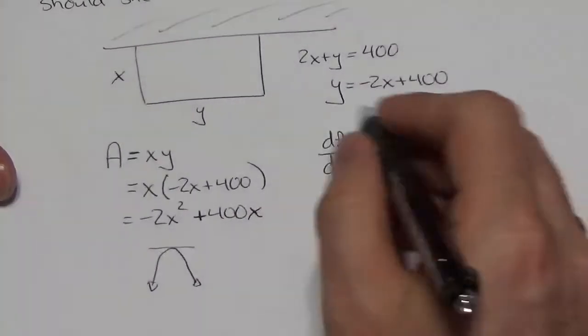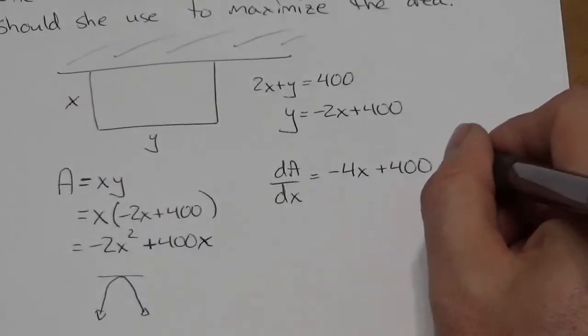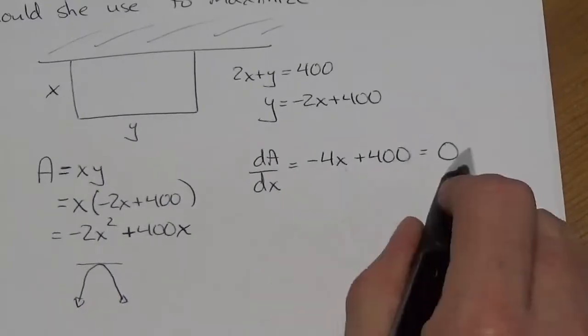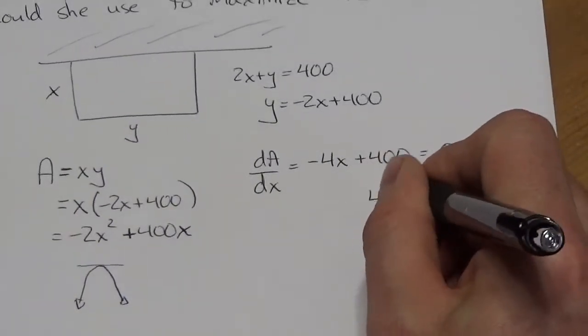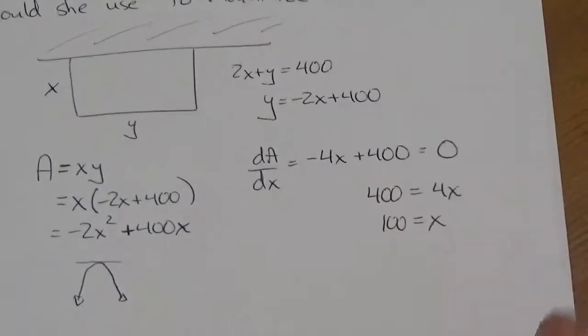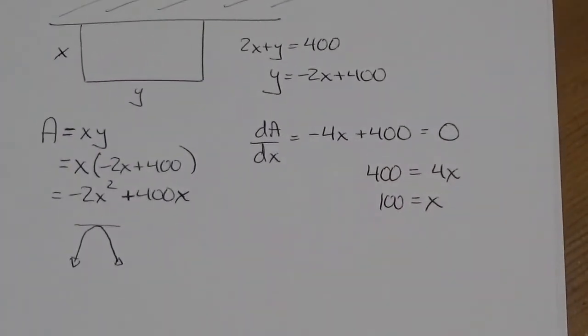Now, I know that this is a parabola that opens down. I also know that the slope is going to be 0 at that vertex. So I'm going to set that derivative equal to 0. I'll bring that negative 4x over, so 400 is equal to 4x. And when I divide, I'll get that x is equal to 100.